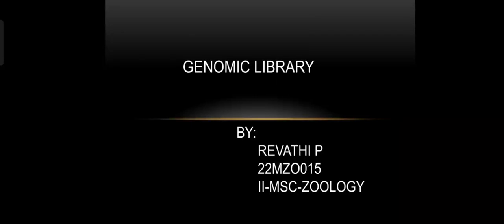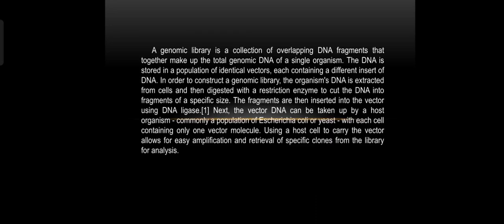Hi everyone, in this video we are going to see what a genomic library is. A genomic library is a collection of overlapping DNA fragments that together make up the total genomic DNA of a single organism. The genomic library represents the entire genome of an individual animal, plant, bacteria or virus.